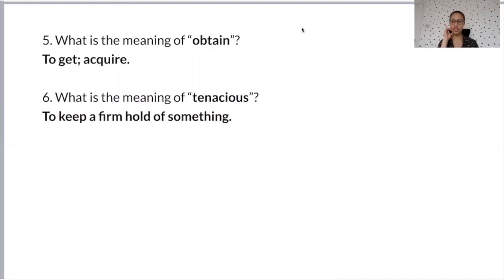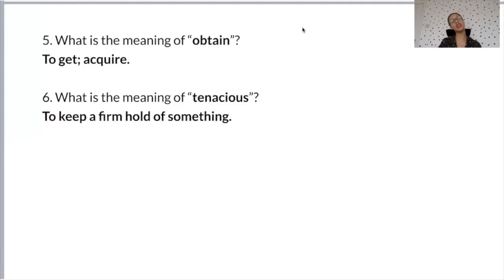So in that video, the Lion King video, Scar describes himself as tenacious. So he is keeping hold of the idea that he will be king. So tenacious means to keep a firm hold of something. So it can be to keep a firm hold of an idea, a thought, a dream, or just physically to be keeping a firm hold of something as well. So can you write that definition down on your sheets, please?